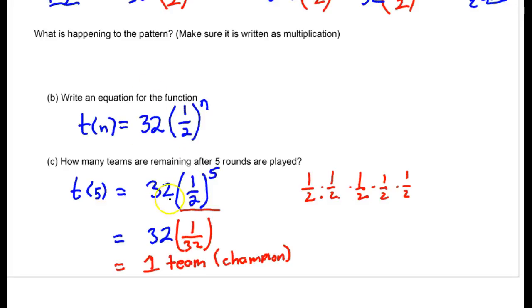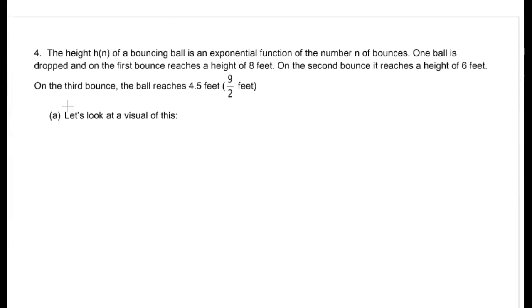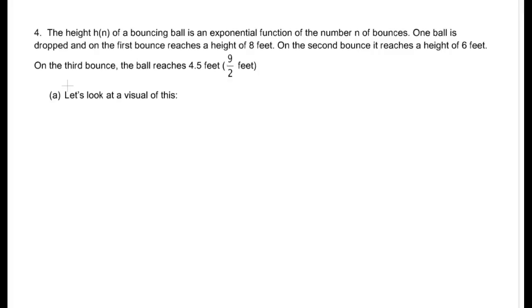So, initial is how many we're starting with, and then what it's growing by. Notice how if the number's going down, it's a positive fraction. It's technically a negative exponent, but it's a positive fraction. So no negative numbers here. You can't have a negative team. All right, let's do one more, and then we'll be good to go.